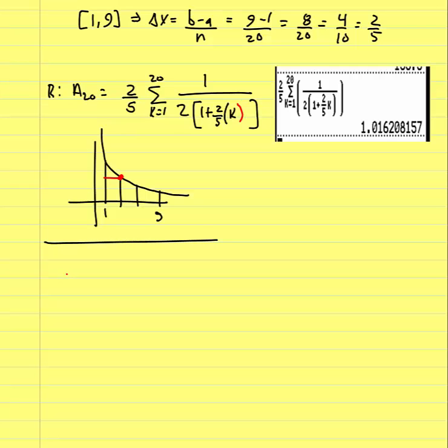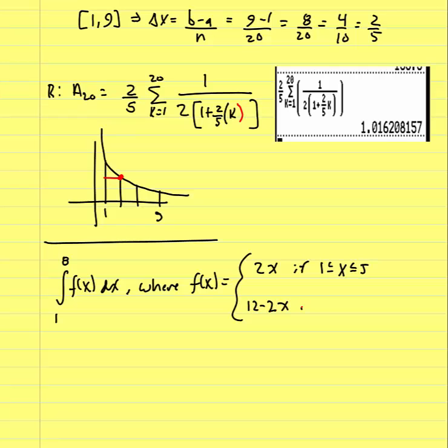So let's look at the integral from 1 to 8 of f of x dx, where f of x is defined to be a step function. So f of x is equal to 2x, which is just a line with positive slope with a y-intercept of 0. And this is defined if x is between 1 and 5. And then we have 12 minus 2x as that part of the graph if we're between 5 and 8. Now notice I just don't have an equal sign at the 5 because it's already covered over here.